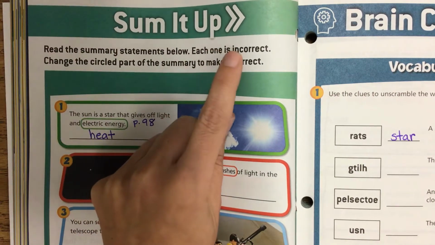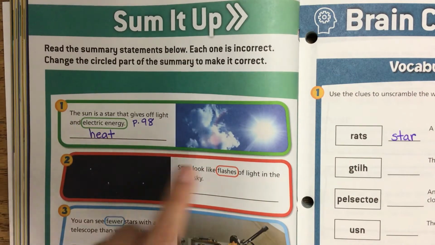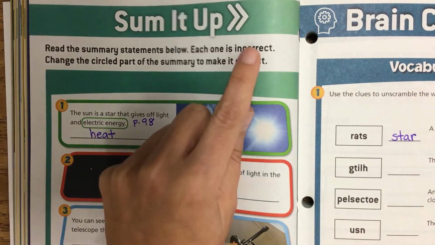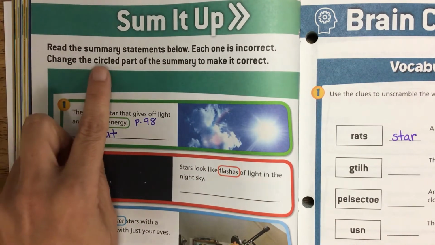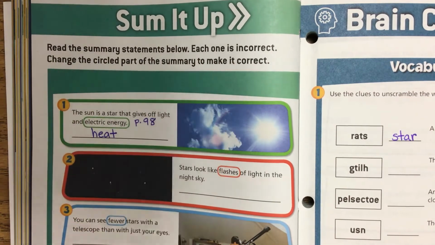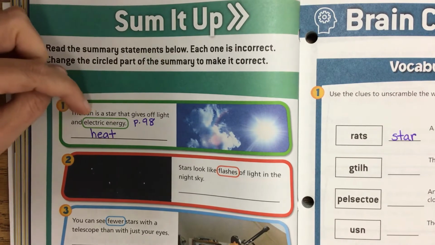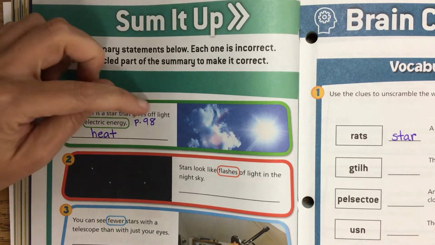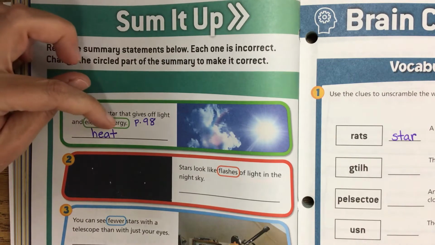Each one is incorrect. That's important to know. Each of these sentences here are not correct. There's something wrong with them. Change the circled part of the summary to make it correct. So, for example, let's look at number 1. It says, the sun is a star that gives off light and electric energy.